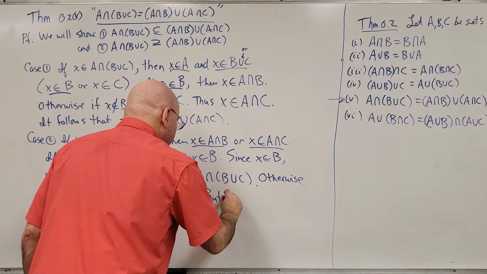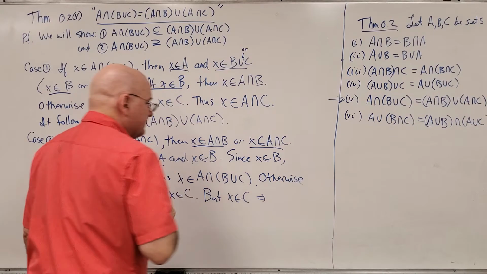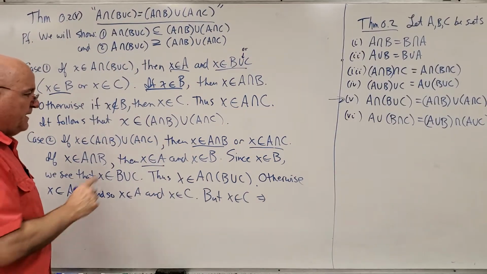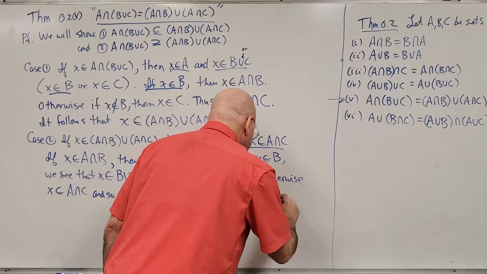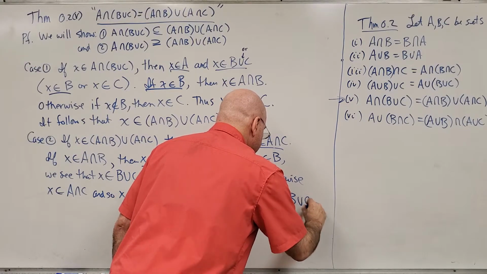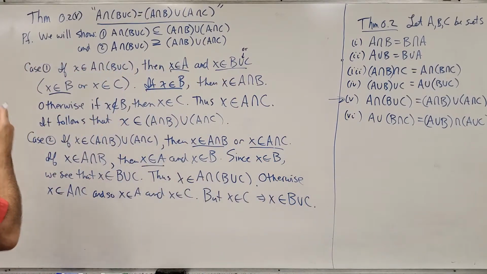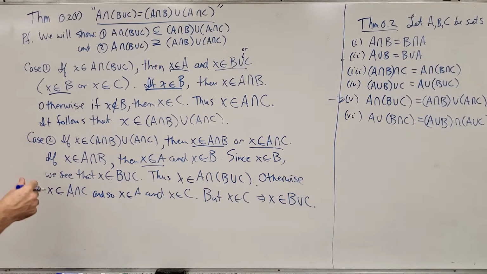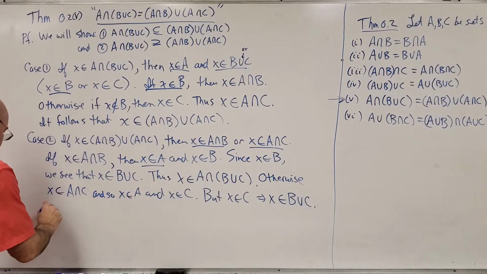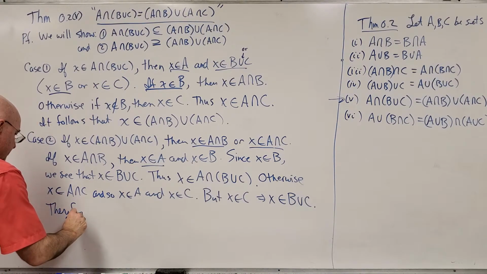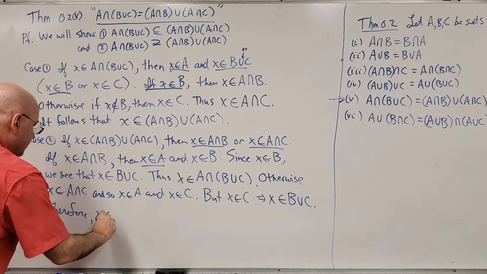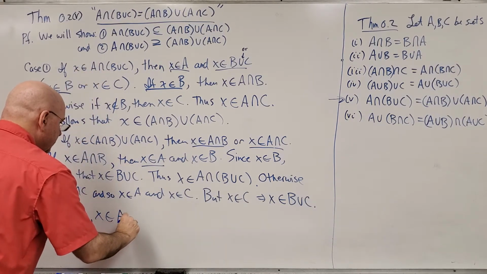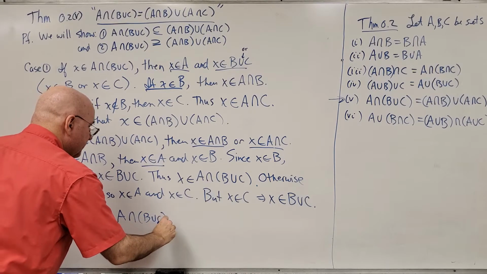But X in C implies, I'm using a little shorthand here because I'm running out of room, X in C implies that X is in B or C. So we know that X is in A, and we know that X is in B or C, so we're done. Same thing. Therefore, finish off the proof, I like to use the word therefore. X is an element of A and B or C.